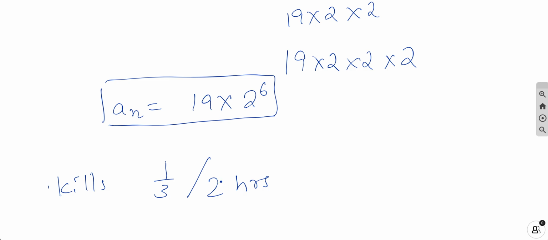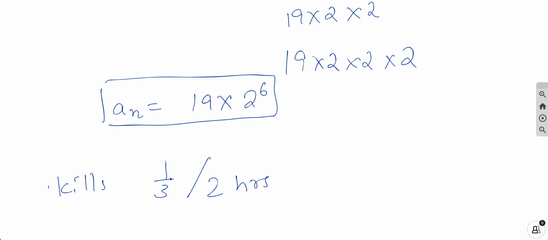So how many will be left after 24 hours? After growing, I have already reached 19 times 2 raised to 6. That is my value at the end of 24 hours. After that growth, now I have applied antibiotic. So I'll start with that initial value.